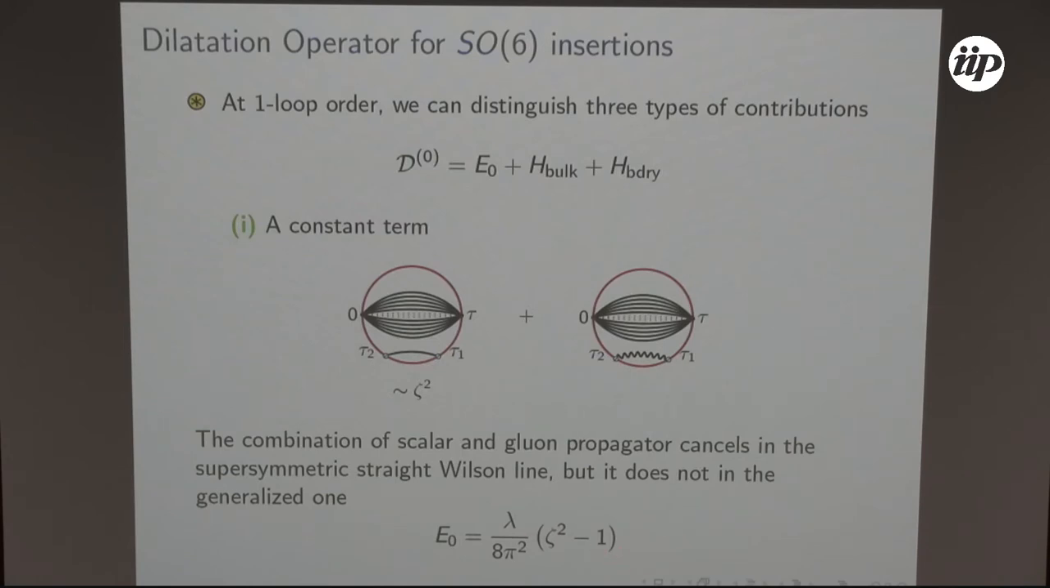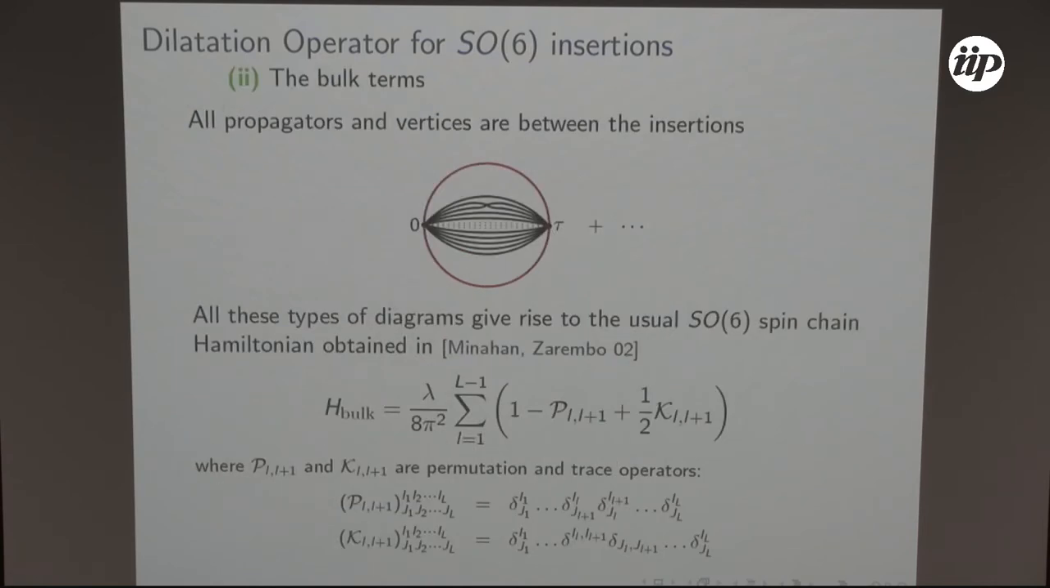I'm not giving any detail, but what you have to do is to identify the logarithmic divergence on those diagrams, and from that you can extract what anomalous dimension you get from this. But okay, so that's one possible contribution. Then you have these bulk terms, which you get whenever you contract all possible propagators and vertices only among the fields of your insertions, right?